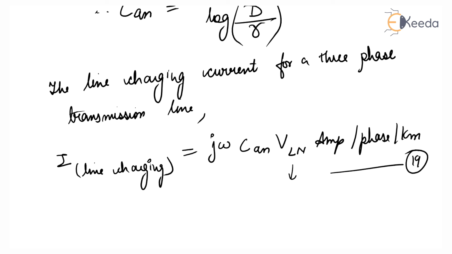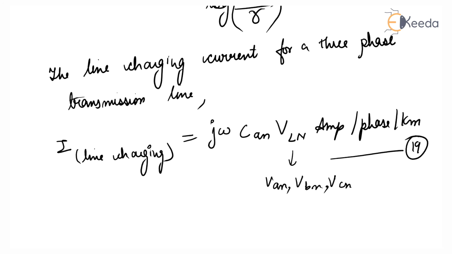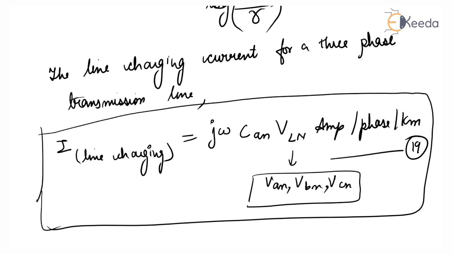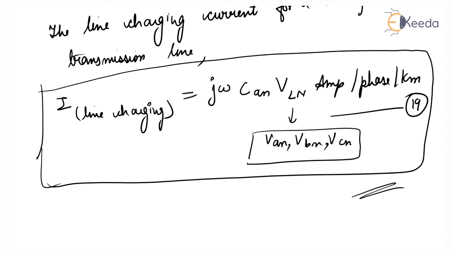See, this is the voltage from line to neutral. If you have phases A, B, C, then this is VAN or VBN or VCN. Like in this case, VLN is VAN because we are finding the line charging current for VAN. But I write the generalized form: j omega CAN VLN ampere per phase per kilometer. This is the line charging current for a three-phase transmission line. Thank you.